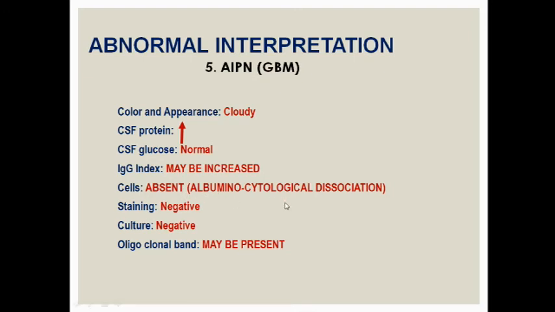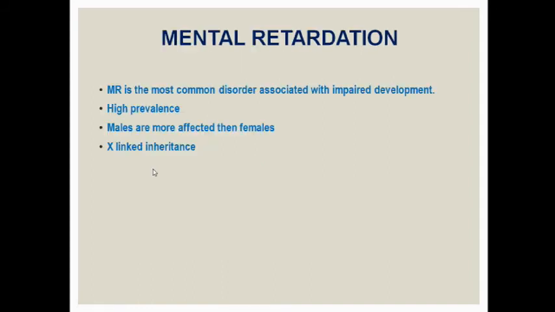And coming to the acute infective polyneuritis or Guillain-Barré syndrome, the color and appearance is going to be cloudy because of raised CSF protein. The glucose is going to be normal. IgG index is going to be raised because of the increase in the abnormal type of immunoglobulins, and the cells are going to be absent because of albuminocytological dissociation. Staining and culture is going to be negative because nothing to do with the infections again here. Oligoclonal bands may be present because of the IgG index, which is going to be raised.